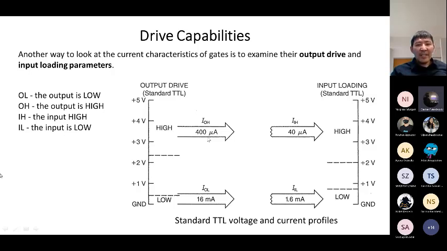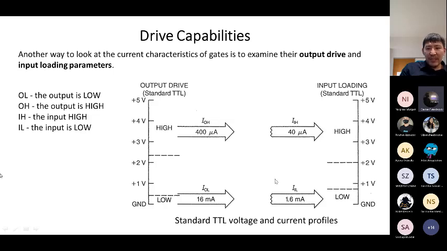But when the output is high, we can drive only 400, it's microamperes. That is the output drive: how much current the TTL can give to some circuit. You can see that when it's low, it can give more, but when its output is high, it gives relatively lower current. But that is the output drive.